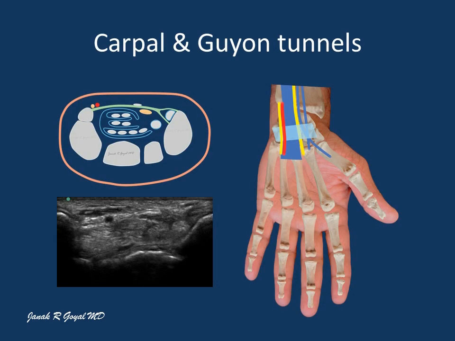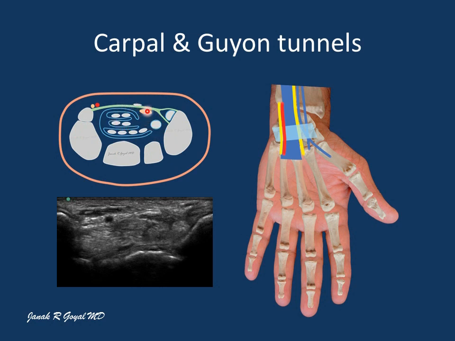Let's look at the carpal tunnel and Guyon's tunnel. The flexor retinaculum is a dense fibrous band which is attached to the tubercle of scaphoid and the tubercle of trapezium laterally, and to the pisiform bone and the hook of hamate medially. It converts the concavity of the carpal bones into an osteofibrous tunnel called the carpal tunnel.